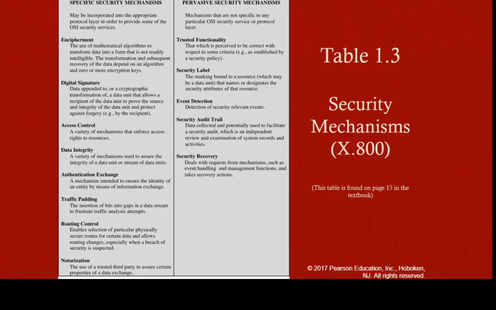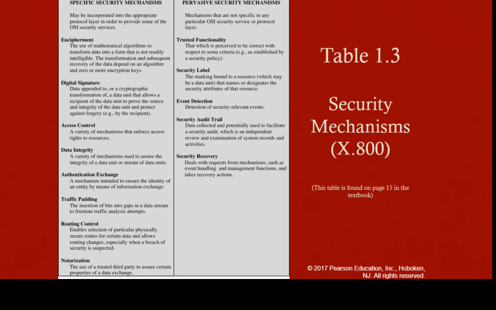The mechanisms are divided into those that are implemented in a specific protocol layer, such as TCP, or an application layer protocol, and those that are not specific to any particular protocol layer or security service. These mechanisms will be covered in appropriate places in the book, so we do not elaborate now except to comment on the definition of encipherment.